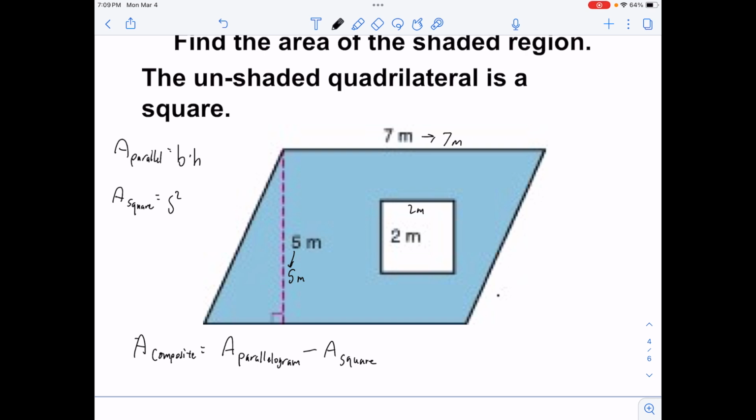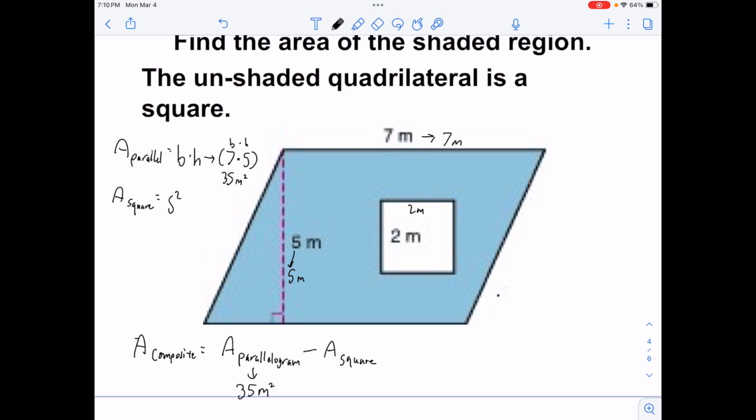So with the parallelogram, we need the base and the height. The base is 7 meters. This will also be 7 meters on the bottom. So for the parallelogram, do the work right over here. 7 is your base, and your height is 5 meters. So 7 times 5 is going to give me 35 meters squared. So that becomes the area of the parallelogram.